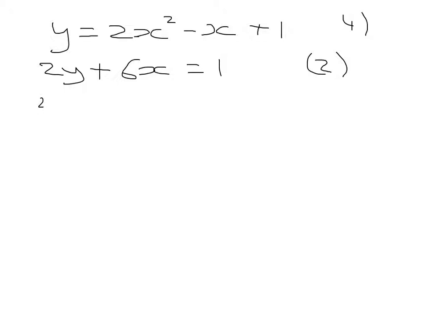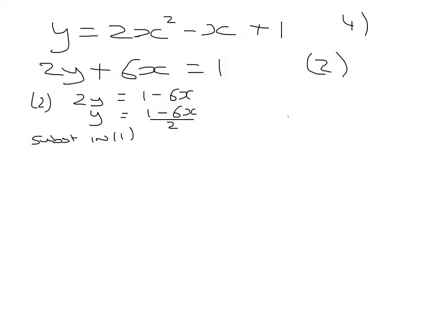So we're going to take equation 2 and rearrange it into y equals, so we can substitute it in. So 2y is 1 minus 6x. So y is going to be 1 minus 6x over 2. Now if you substitute this in equation 1, you're going to get 1 minus 6x over 2 is equal to 2x squared minus x plus 1.